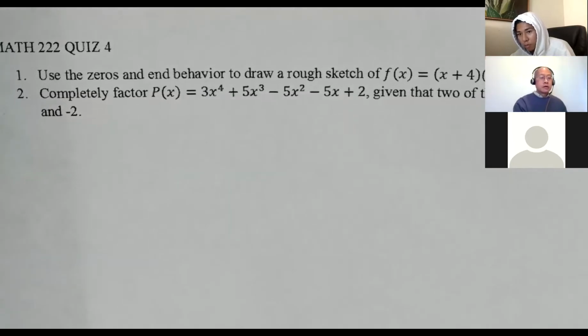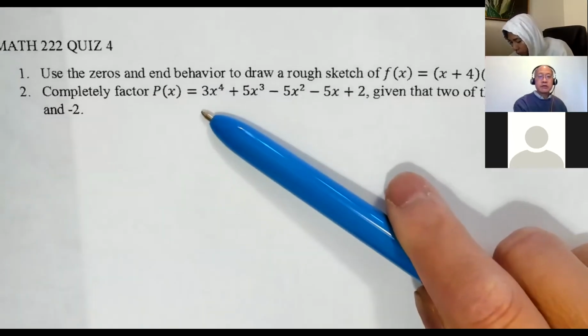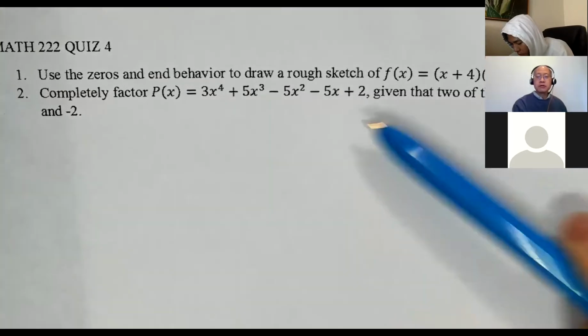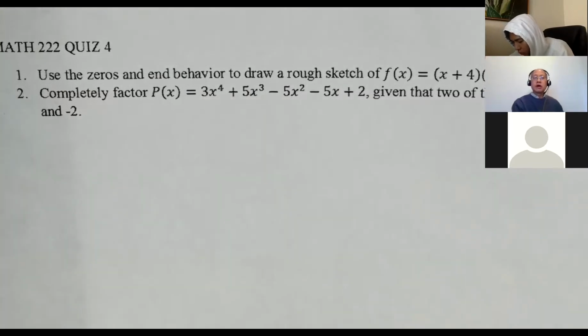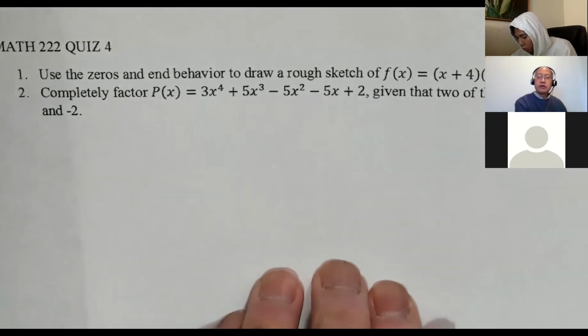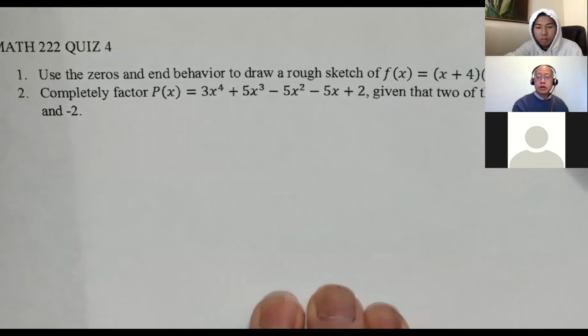Number 2 also should not be that bad. Completely factor p of x equals 3x to the 4th plus 5x cubed minus 5x squared minus 5x plus 2, given that 2 of the roots are 1 and negative 2. So you don't really need to even use the rational zeros theorem, okay? They're already giving you 2 of the solutions. So you can do the long division or synthetic division. In my opinion, synthetic division is much easier.